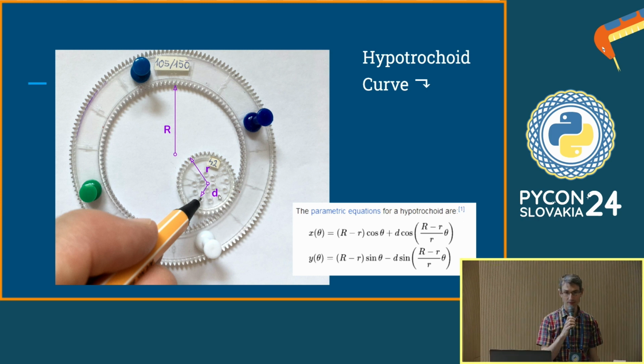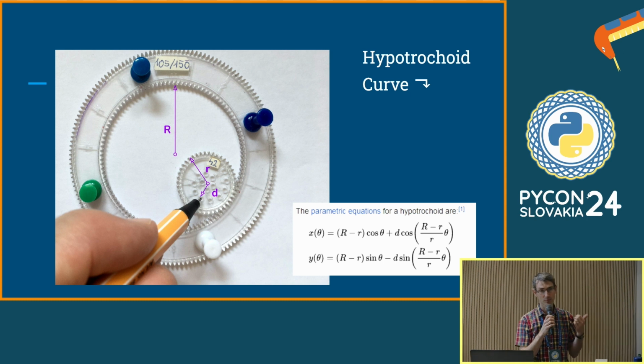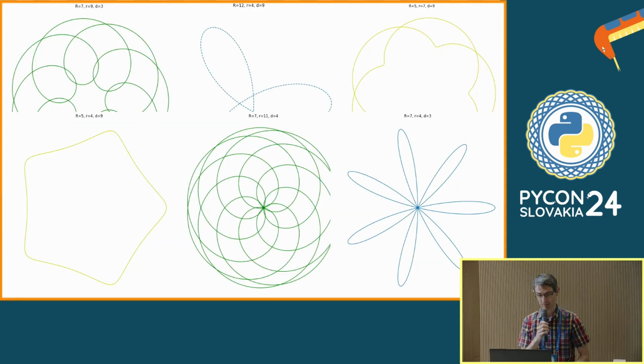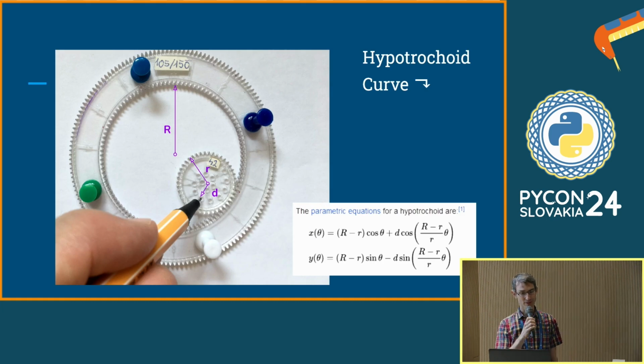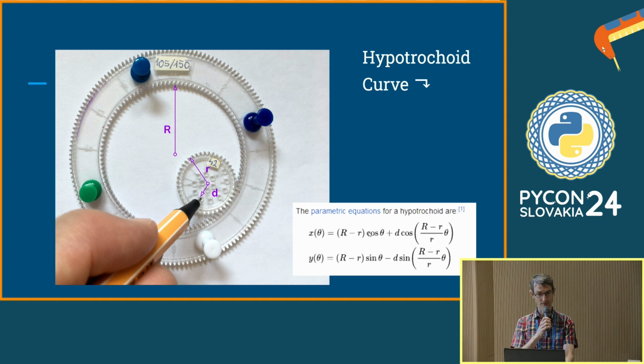Right, so that's the first part. I promised to speak about hypotrochoid curves. You know what they are, it's this family. I was speaking about sine and cosine. These two equations are simply a linear combination of cosine for x and sine for y.